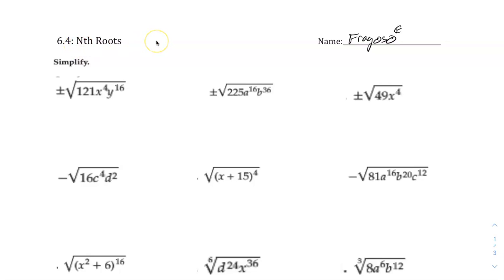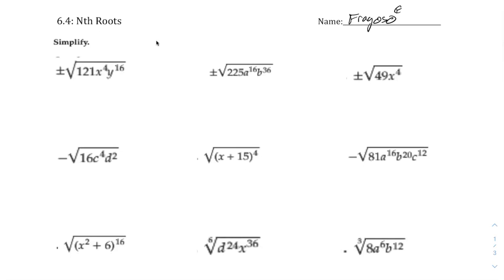6.4 nth roots. Let's go through this worksheet. So we've got to find the square root of these things. Keep in mind, when you find the square root of a number, it's just like normal. Square root of 9 is just 3. What do things multiply to get 9?